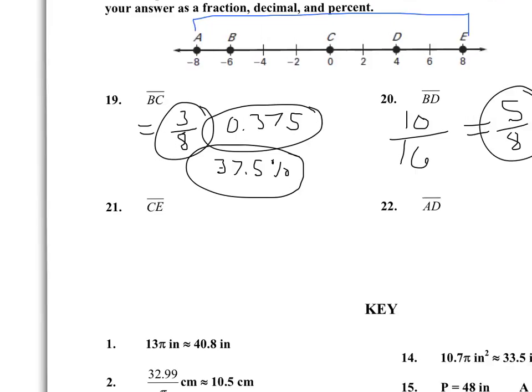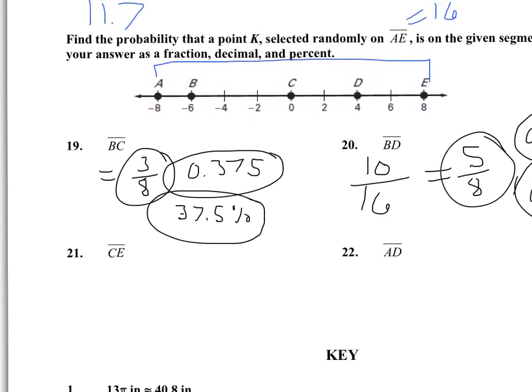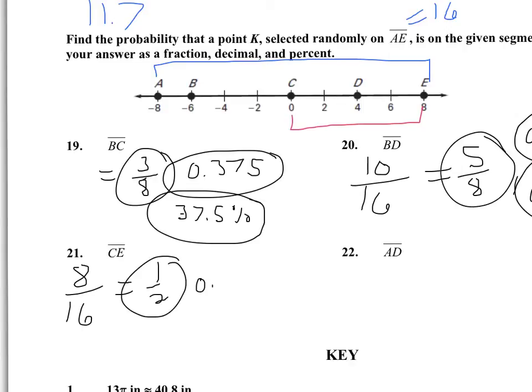All right, let's look at number 21. CE. So what's the probability that it's going to land on CE? Well, you can see that CE is 8 long. So 8 over 16, that's 1/2, or 0.5, or 50% chance, right? That makes sense. That segment takes up half of the total, so there's a 50% chance that it will land there.